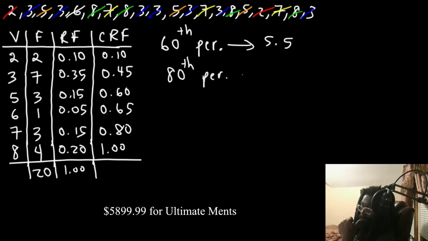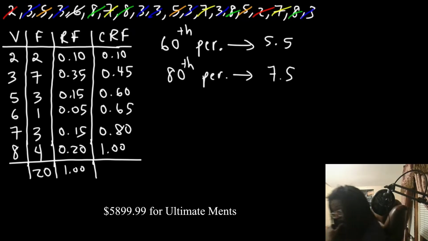So notice that we have exactly 0.8 in the cumulative relative frequency column, and we have 7 and 8. So what we're going to do is average these two numbers, 7 plus 8 divided by 2. The average of 7 and 8 is 7.5.